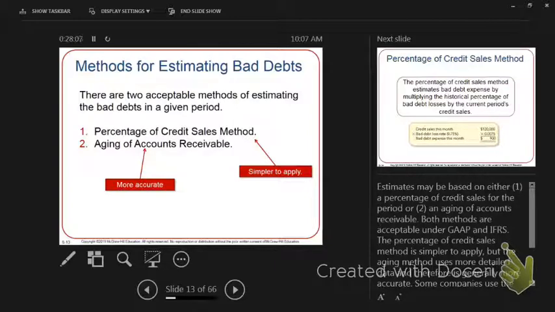So it is the simple method. It's easy. In the book, you're given a number. The hardest part about this is making sure you convert a percentage into a decimal. Honestly, you guys sometimes forget to put the zero in the right place. Right. The aging of accounts receivable is harder to do, but it's a lot more accurate.